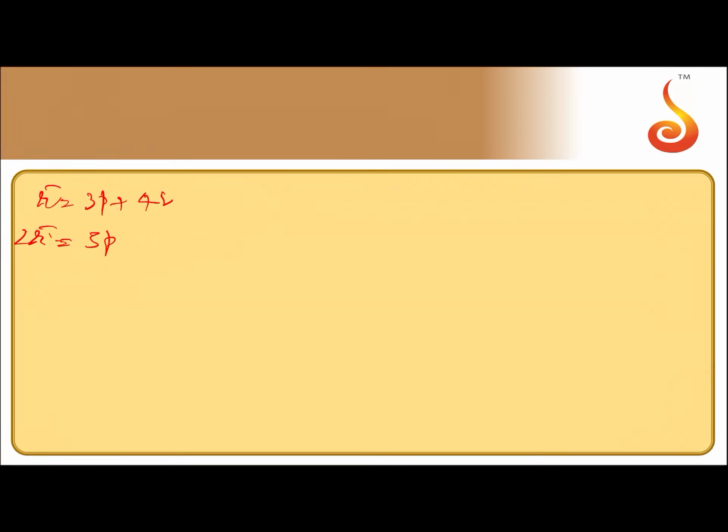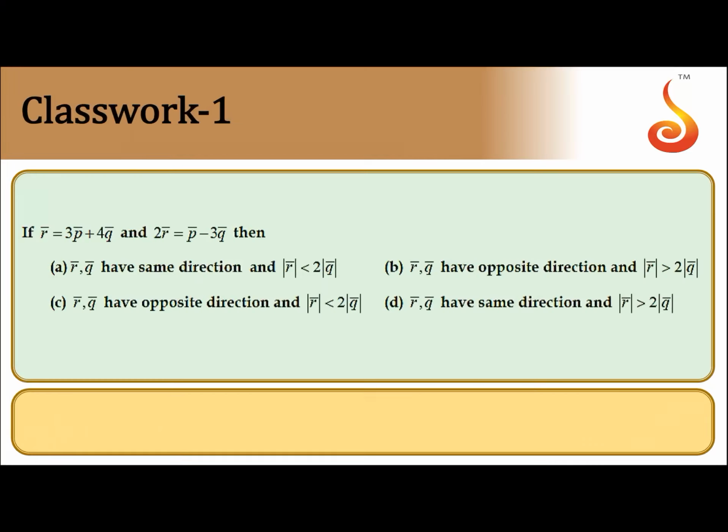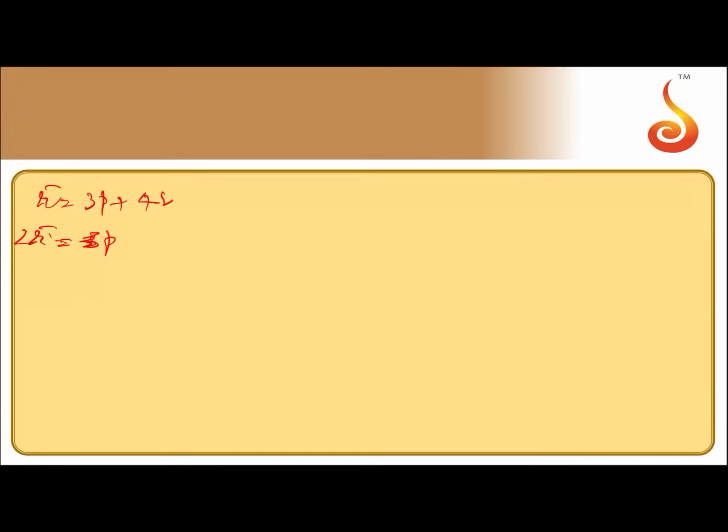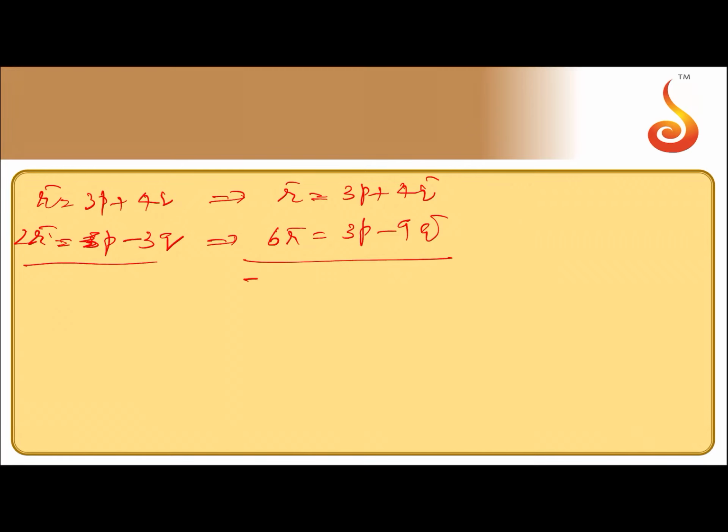Yes, of course, it is P minus 3Q. So let us eliminate P by multiplying the second equation by 3. Let's keep the first one as it is: R is equal to 3P plus 4Q. And the second one multiplied by 3 gives 6R is equal to 3P minus 9Q. Subtracting, we get minus 5R is equal to 13 times Q.